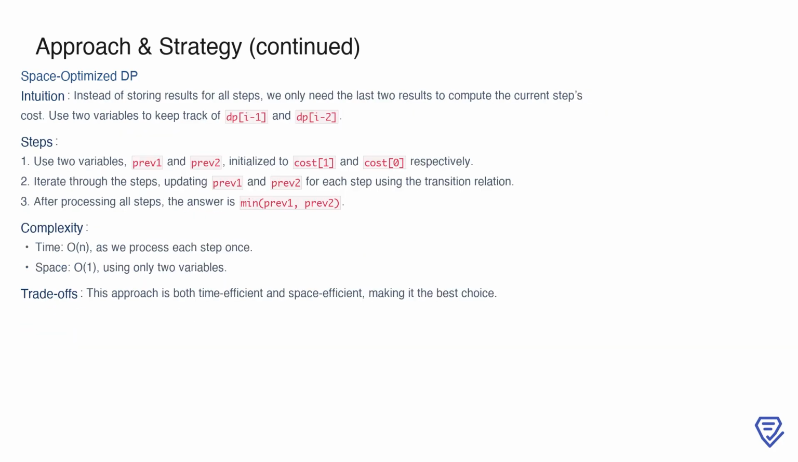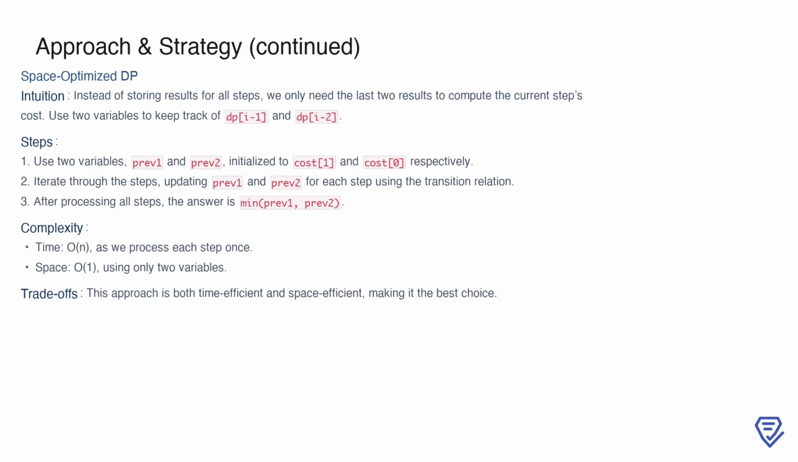To make the dynamic programming approach even more efficient, we eliminate the need for a full dp array by observing that only the last two results are required at any given time. This leads to a space-optimized solution using two variables, previous 1 and previous 2. Initially, previous 2 is set to cost[0], and previous 1 is set to cost[1]. As we iterate through the staircase, we update these variables for each step. The cost for the current step is computed using the transition relation, and the older values are shifted forward.